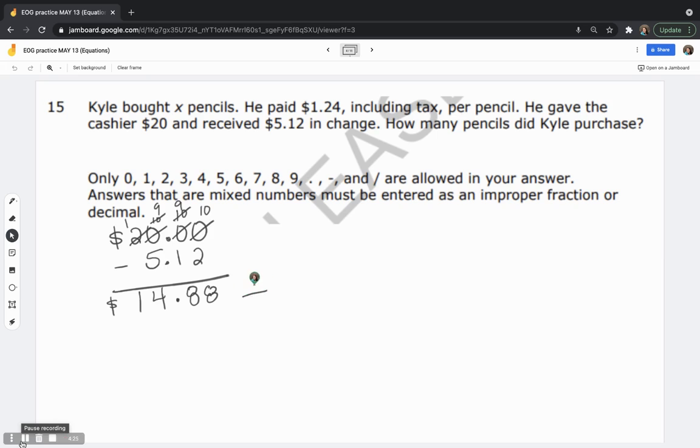Now it says each pencil is $1.24. So I'm going to take that $14.88. I'm going to divide that by $1.24 so I can figure out how many pencils he bought. So when I'm dividing, I would put $1.24 on the outside and $14.88 on the inside. I can't divide by a decimal on the outside, so I'm going to move that decimal 2 places to the right, which means I move the inside decimal 2 places to the right. So now I'm dividing 124 into 1,488.